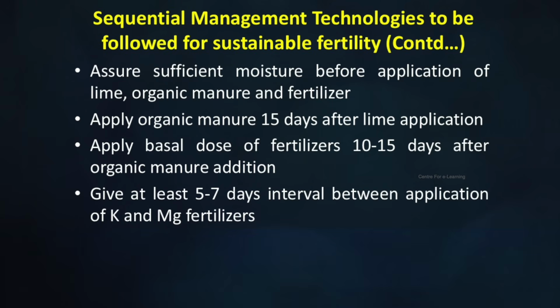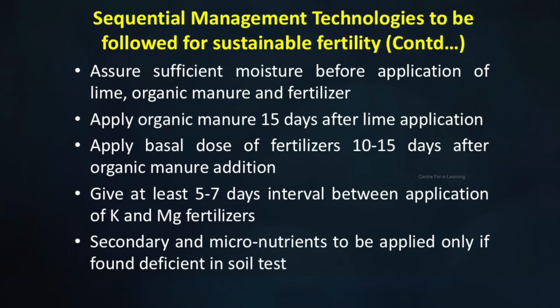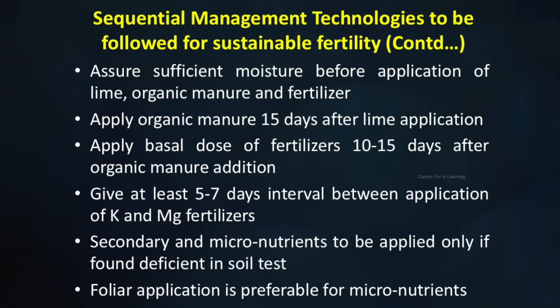You know, phosphorus we are applying as basal, N and K basal plus split doses. Magnesium also you can go for basal plus split doses, and between magnesium and potassium give at least 5 to 7 days interval between those two. Secondary and micronutrients are to be applied only if deficiency is detected in soil testing, and foliar application is preferred in the case of all the micronutrients because they are required in small quantities and you can avoid heavy metal loading and pollution to the soil.